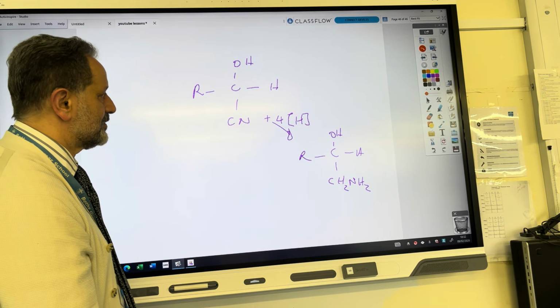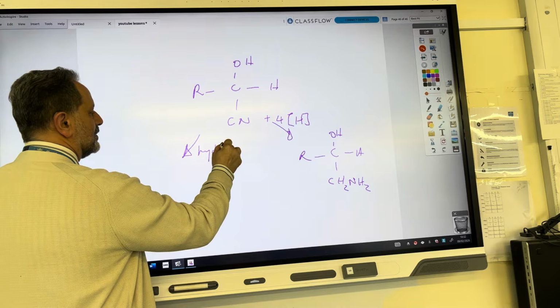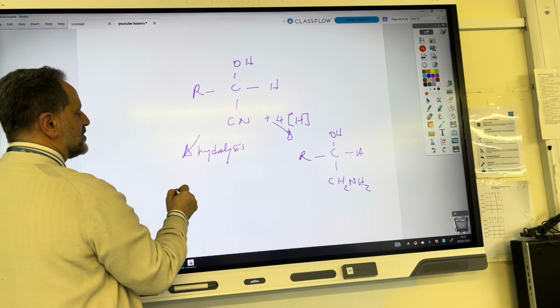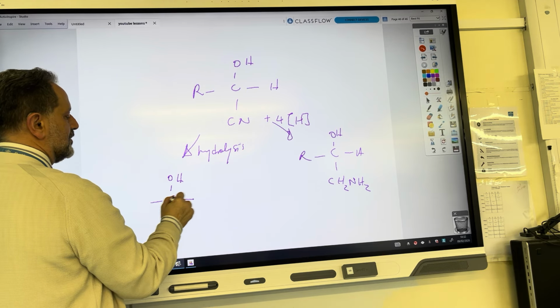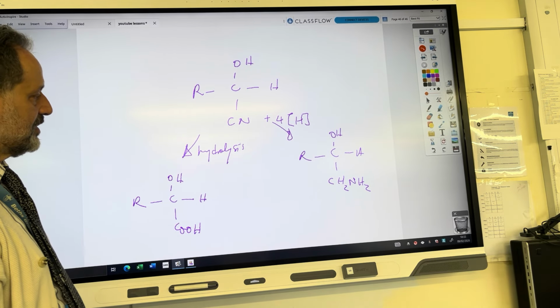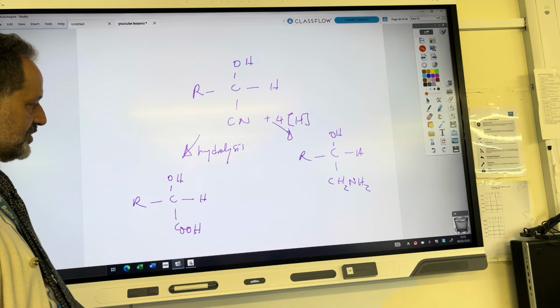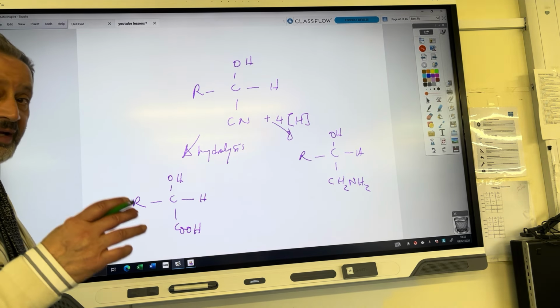It's quite obvious. Its hydrolysis will result in the formation of a corresponding acid. So basically, your CN becomes COOH, the corresponding carboxylic acid. So the reactions of nitriles are also enormously important, as they can lead to formation of amines or carboxylic acids with an extra carbon.